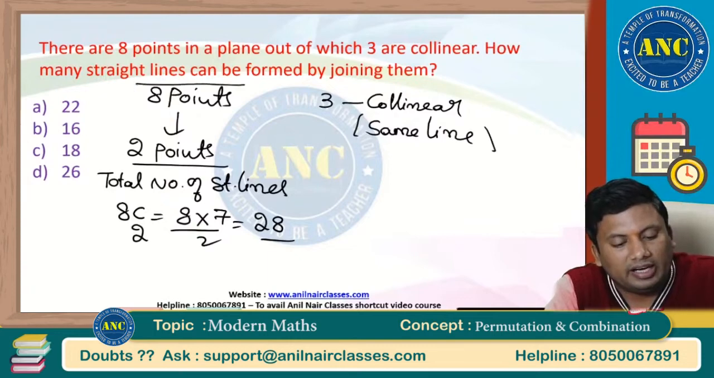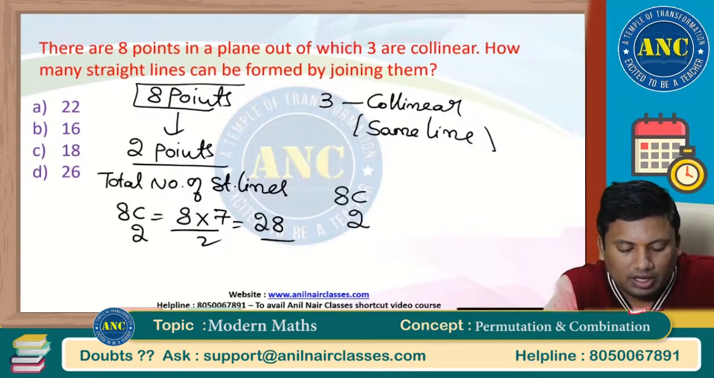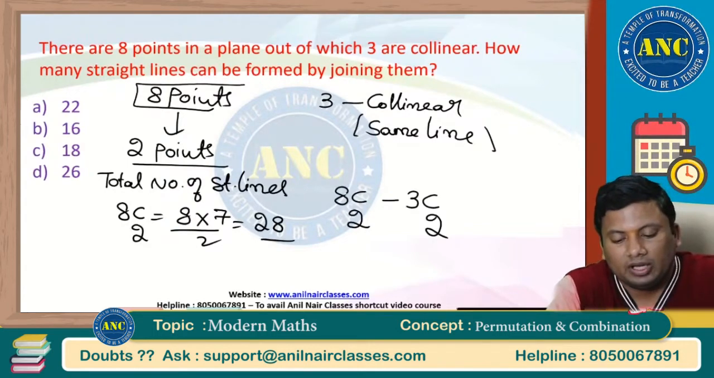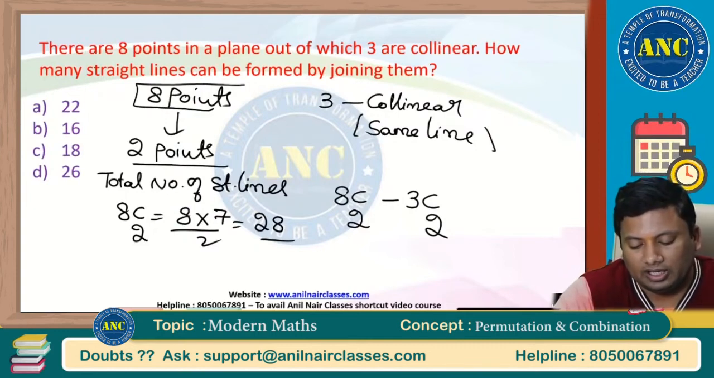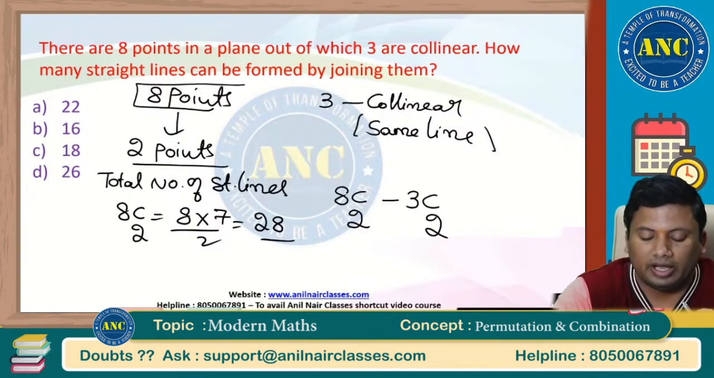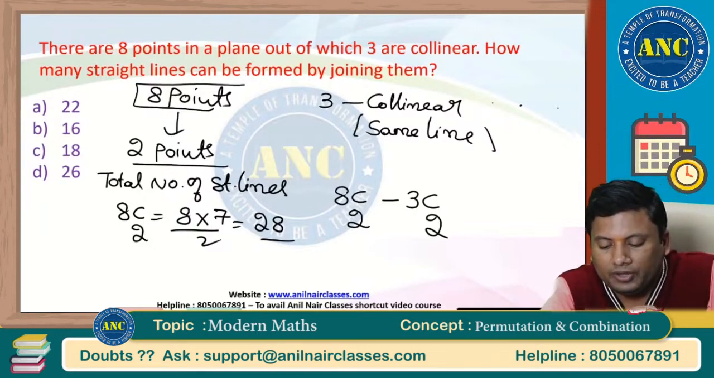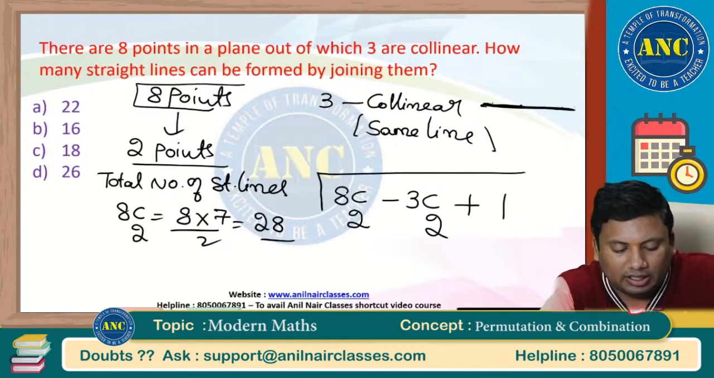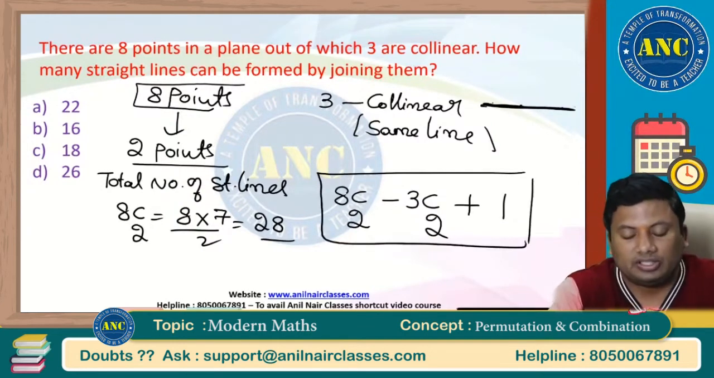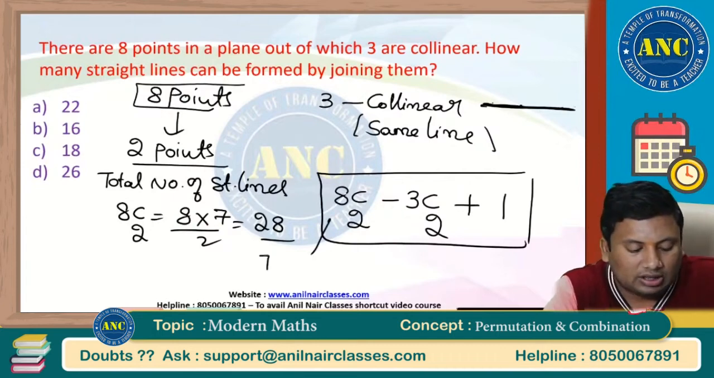In these 8 points, I have taken this case. So 8C2, I have to subtract 3C2 because I assumed that these three are not collinear. So 8C2 minus 3C2. Since these are collinear, there will be one line which touches all the points, so it is 8C2 minus 3C2 plus 1. These are the total number of straight lines.